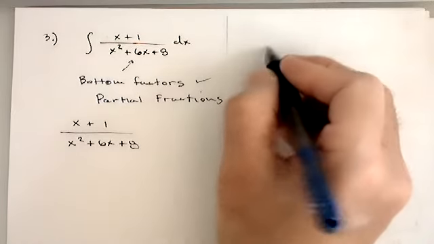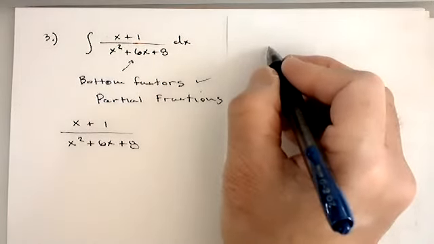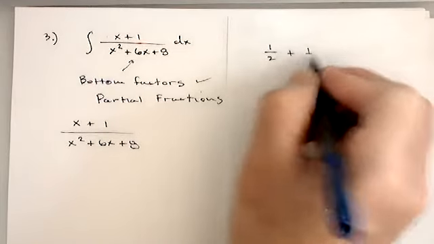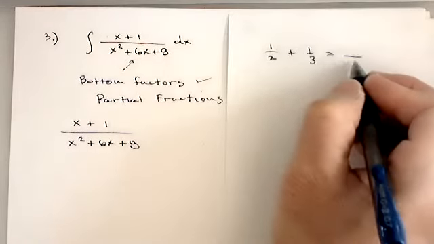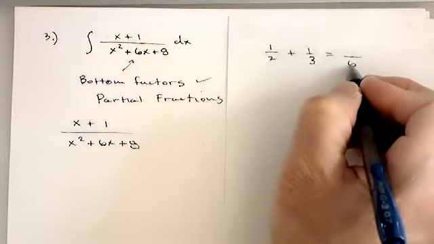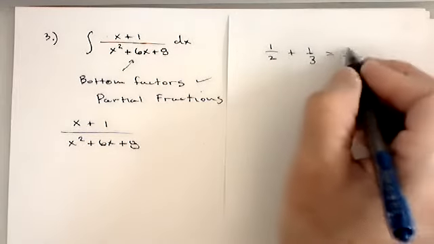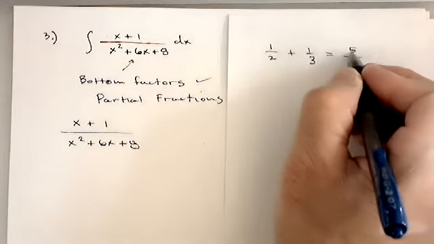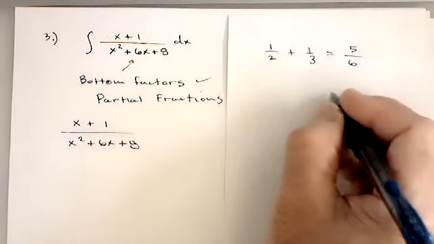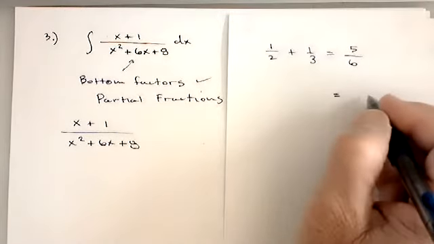You've been adding fractions your whole life. You know that when you add 1/2 plus 1/3, you at least know the denominator is going to be 6, right? And after you find your common denominator and do this stuff, you can figure out what the numerator is going to be. It's going to be 5/6, okay? But the idea of partial fractions is going the other way.